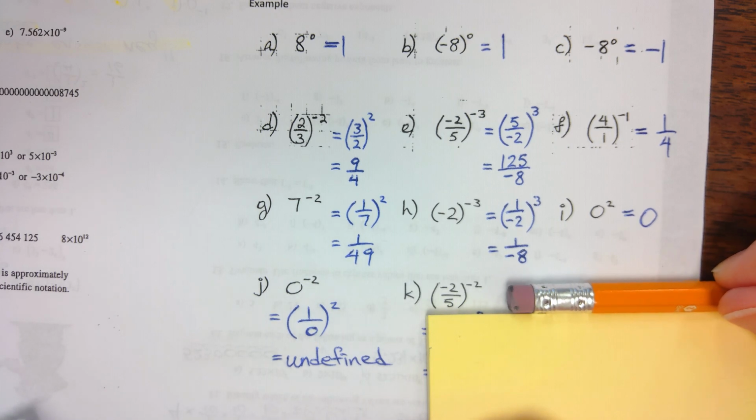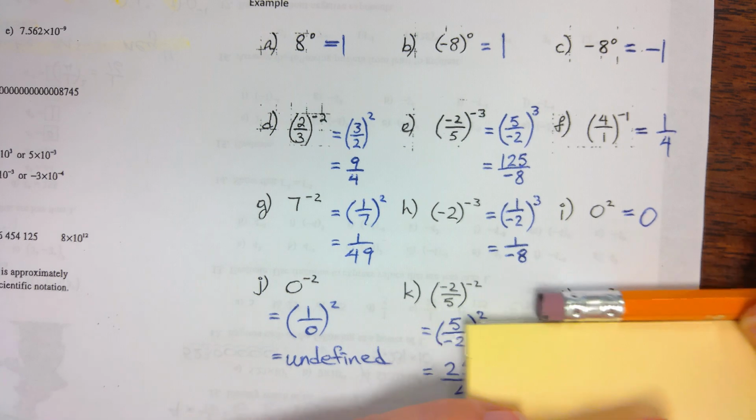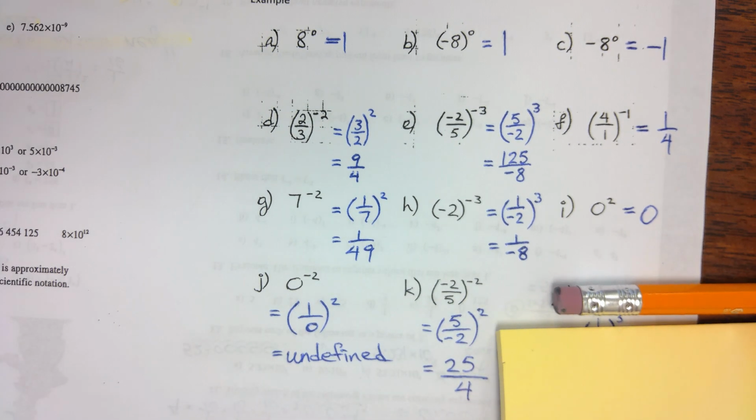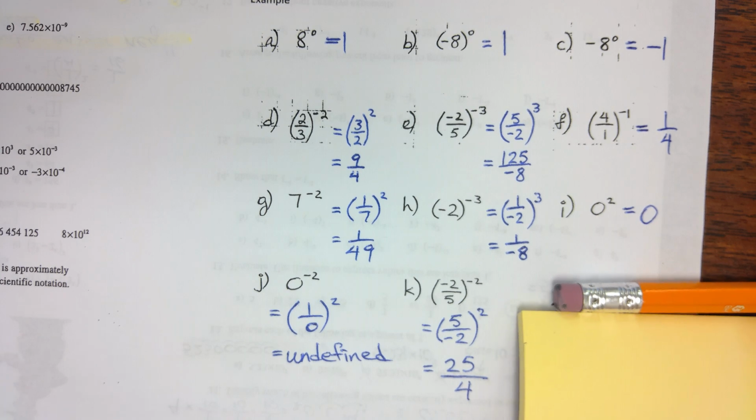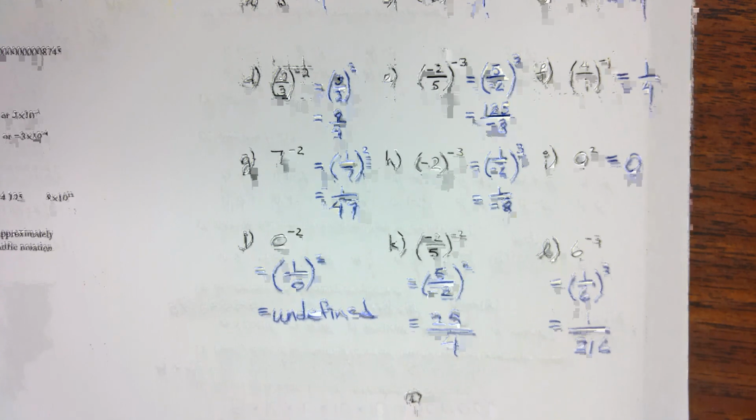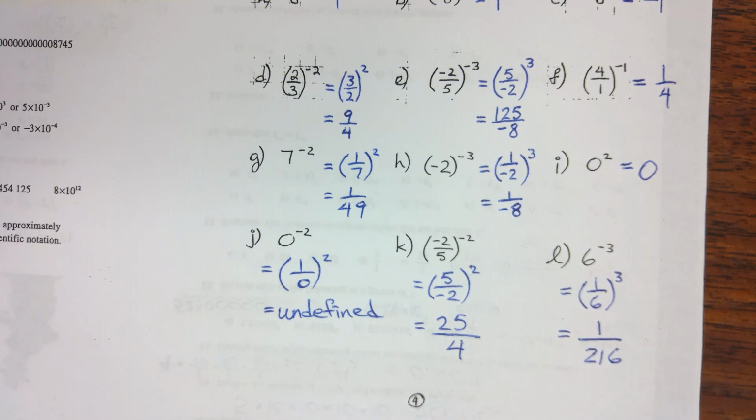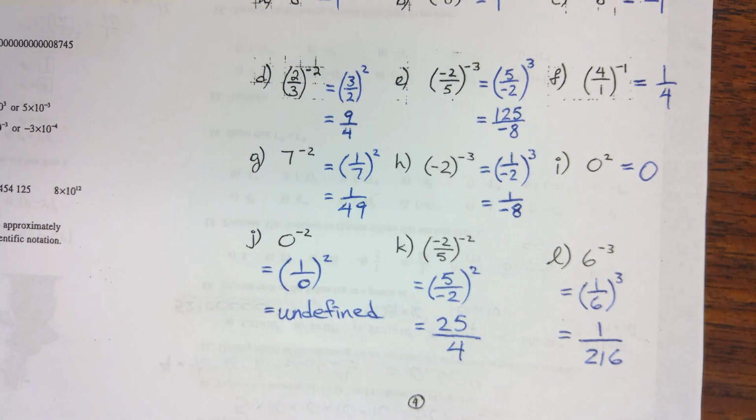All right, K, Joanna. 25/4, perfect. Okay, and then last one, Edward. 1/216. Awesome. All right, so out of these 12 questions, how many of you got more than 10 correct? Okay, so good. If you got more than 10 correct, that means you understood yesterday's lesson very well. If not, see me at lunchtime. We can go over some more of these. Even today's lesson, it will tie in.